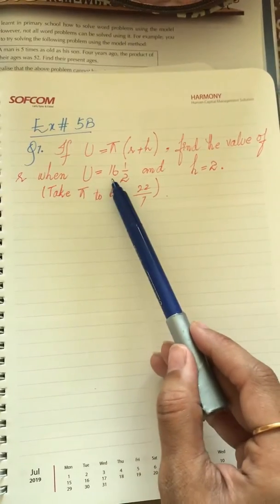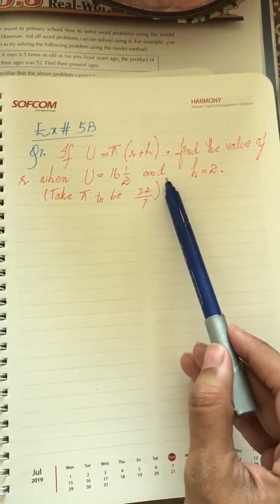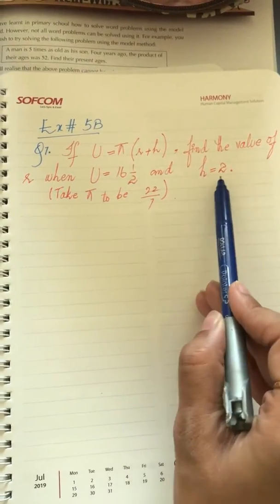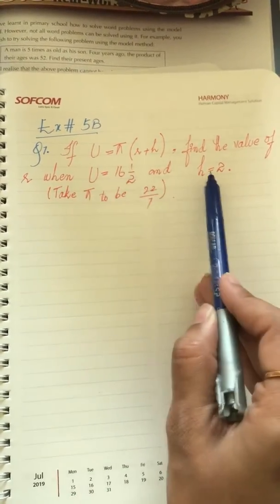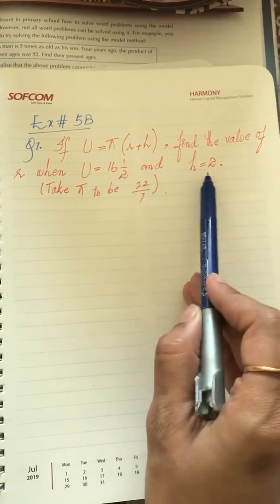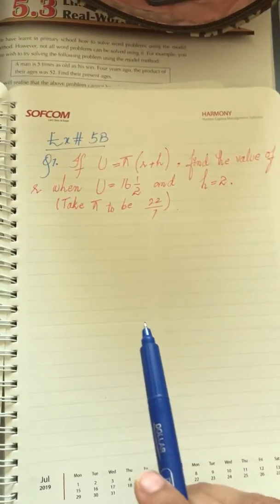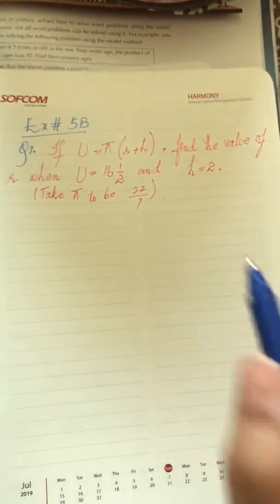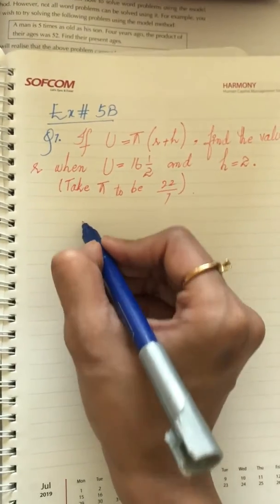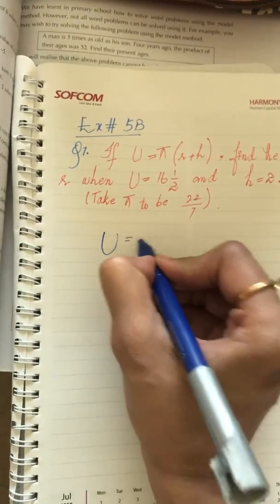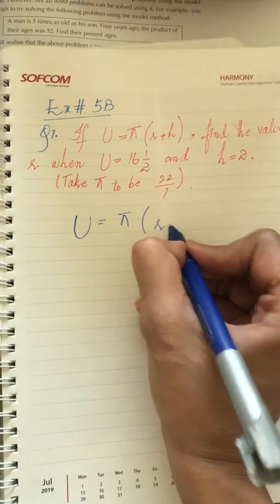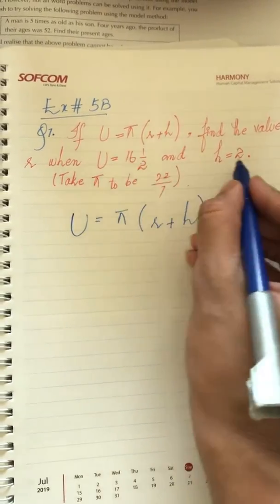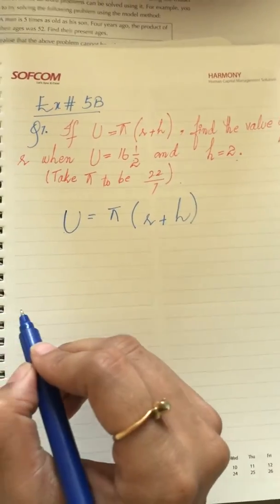When u is equal to 16 whole 1 over 2 and h is equal to 2. We have been given the values of u and h, and we have to substitute or replace these two values into this equation, and then we need to find out the value of r as per this equation. Now let's see what I'm doing. So u is equal to pi bracket r plus h, right? Let's substitute these two values into this equation, right?